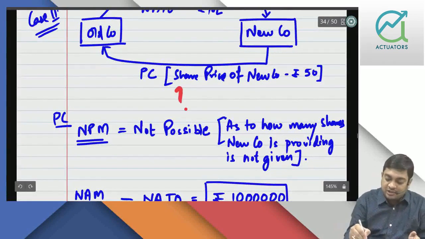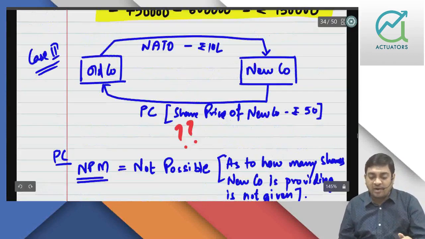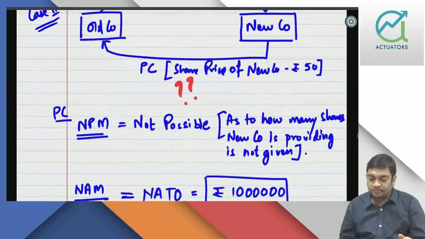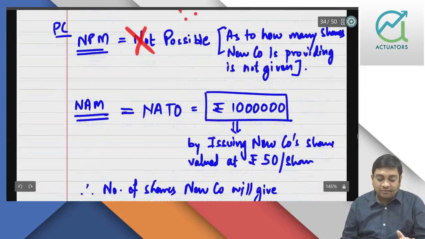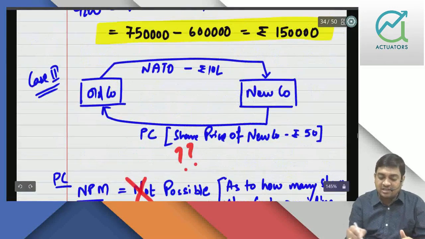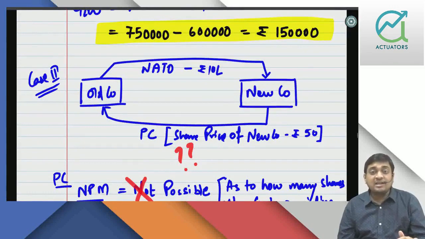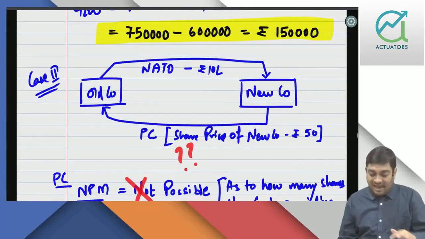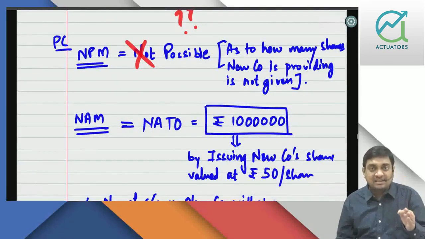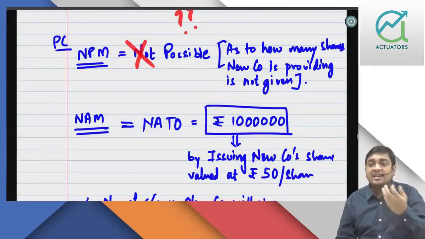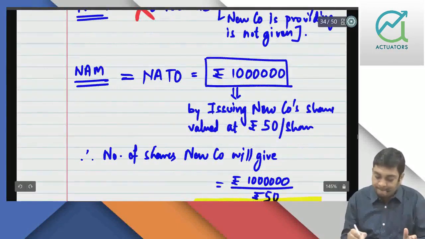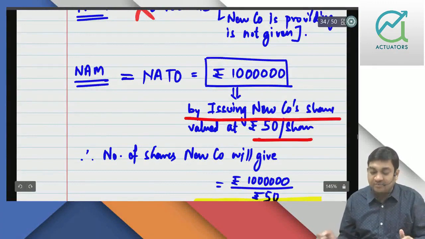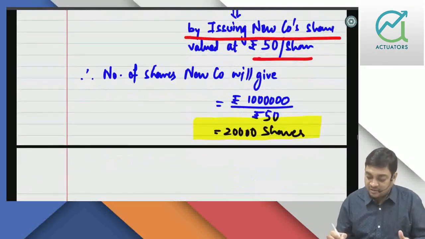So how many shares new company is giving is not provided to us. So we cannot calculate by net payment method. So we have to go by net asset method. So in net asset method you have to see NATO. What is the net asset taken over by new company? 10 lakhs. So that is my PC. Now if 10 lakh is PC, I've already told you what new company gives. New company can give 10 lakh cash or 10 lakh equivalent shares. So new company will give its own new shares. And each share is valued at 50 in the market. So as a result I will give you 20,000 shares.